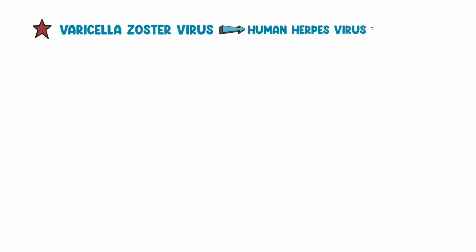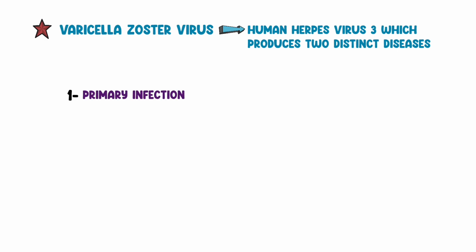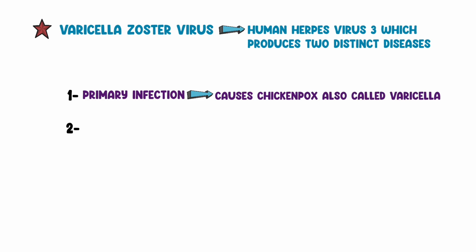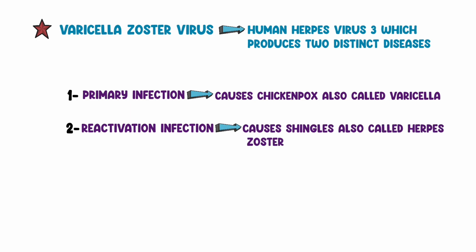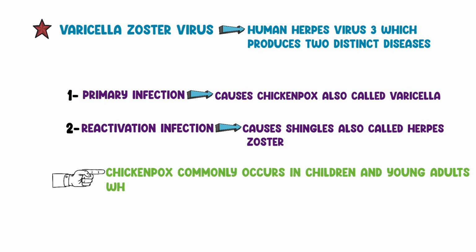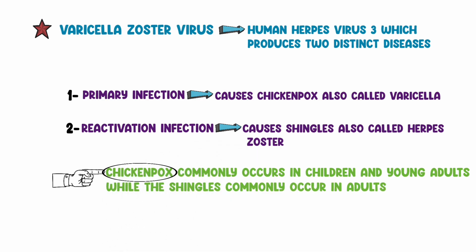Hello and welcome. Today we are going to discuss chickenpox. Varicella zoster virus is a human herpes virus 3 which produces two distinct diseases by causing primary infection that leads to chickenpox, which is also called varicella, and causes reactivation infection which leads to shingles, which is also called herpes zoster. Chickenpox usually occurs in children and young adults, while shingles commonly occurs in adults.